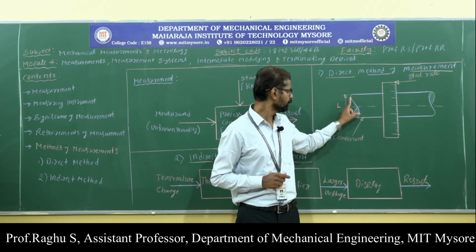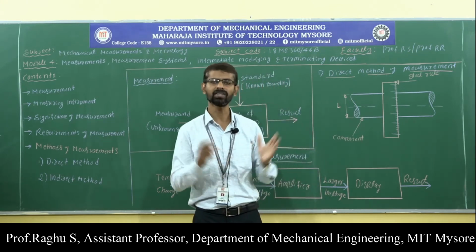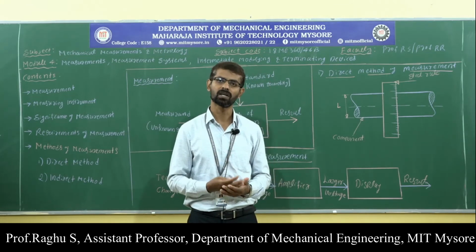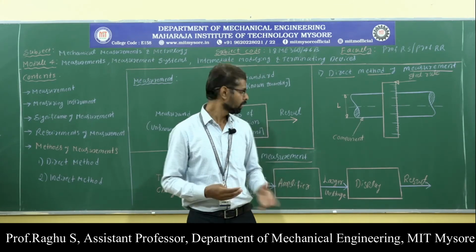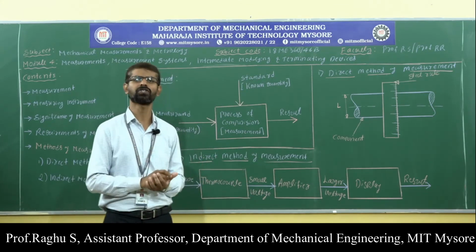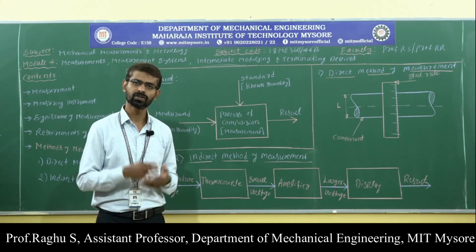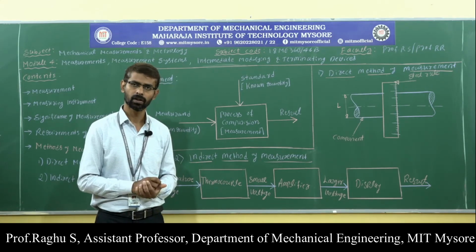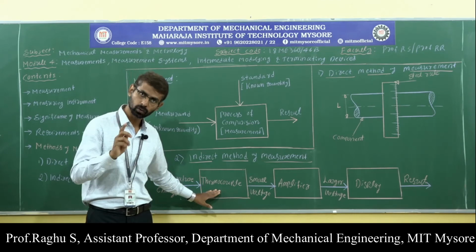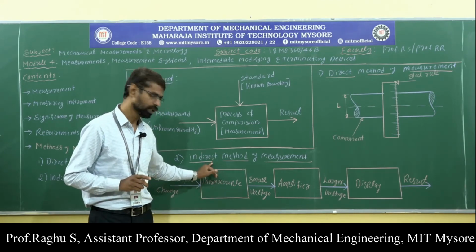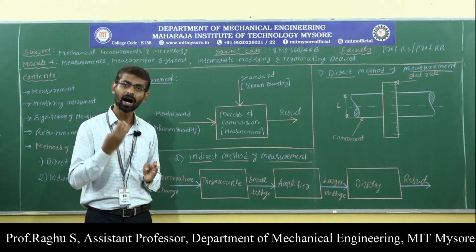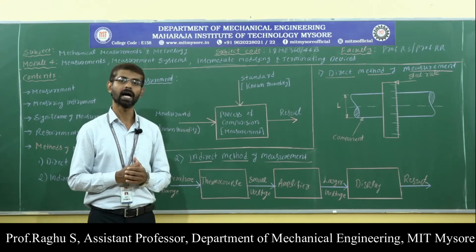This is an example of the direct method of measurement: the length of the component is measured by using a steel scale. There is a direct comparison. This method is commonly used to measure mass and length. Second one, indirect method of measurement. Some physical quantities cannot be measured directly, for example strain. Those quantities can be measured by using the indirect method. The indirect method is accurate and highly sensitive compared to the direct method of measurement.